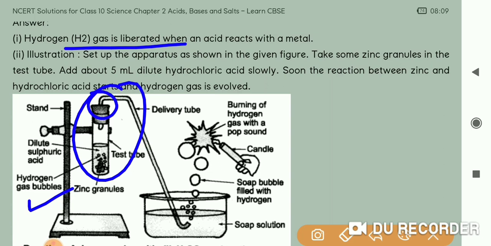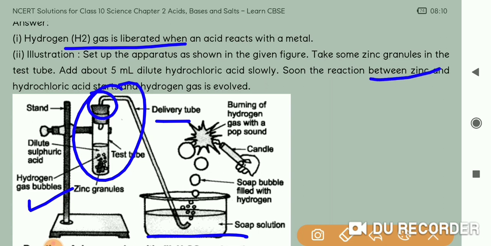Okay, and then from the rubber cork one delivery tube is inserted, and it is given in the soap solution. It is poured in a soap solution, you can see here. Now see, when this is poured in the soap solution in the trough, okay, this is the trough which is kept aside. Now see, add some dilute hydrochloric acid slowly in the test tube fixed to the metal stand.